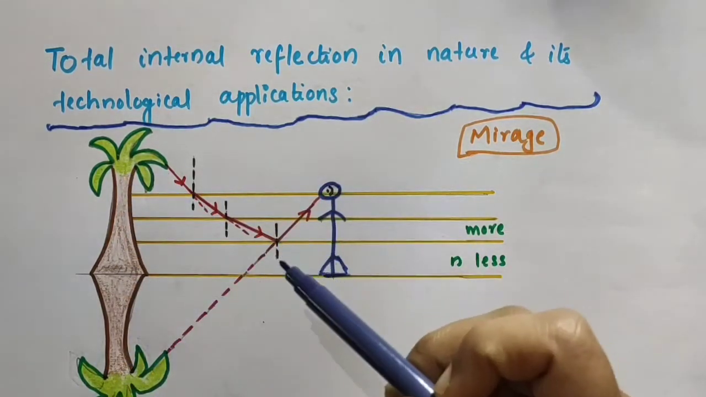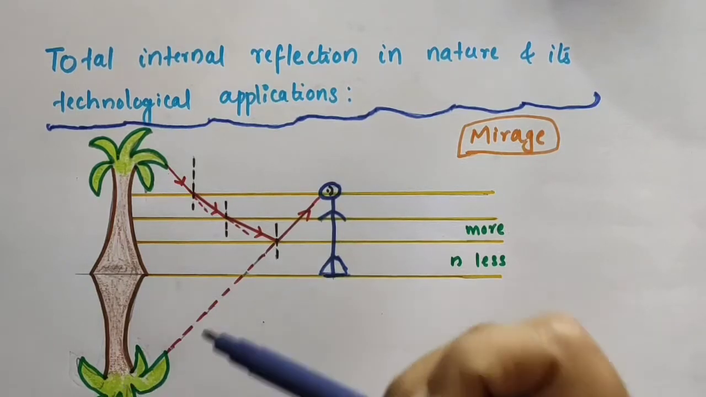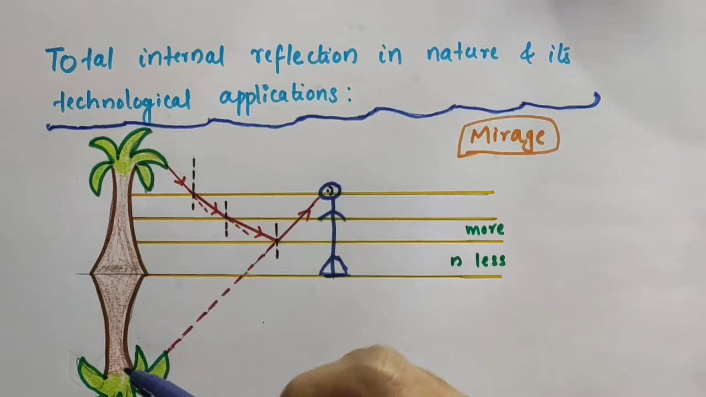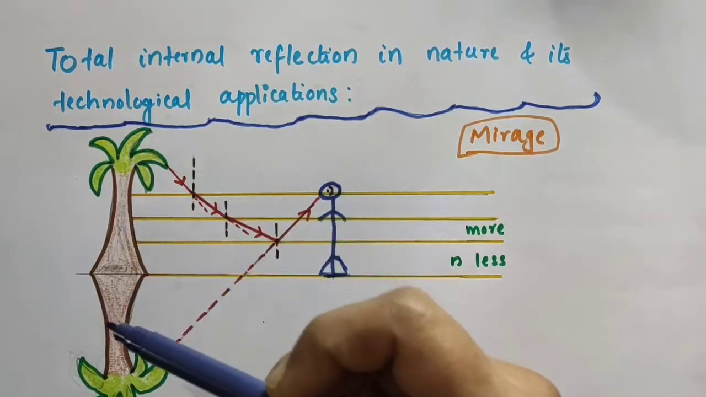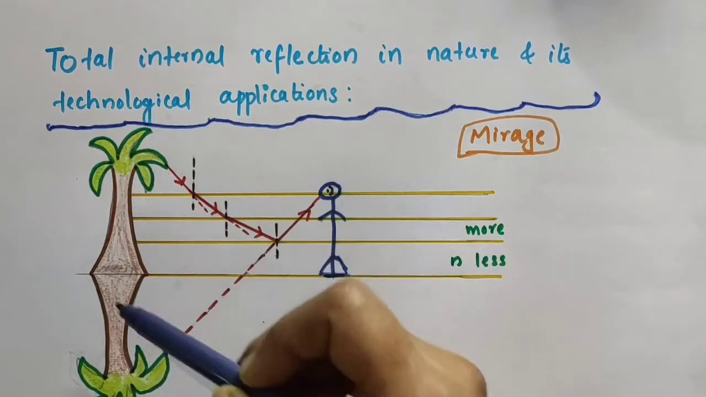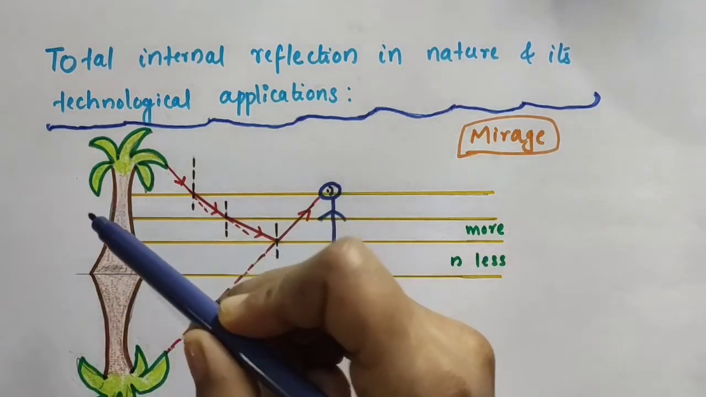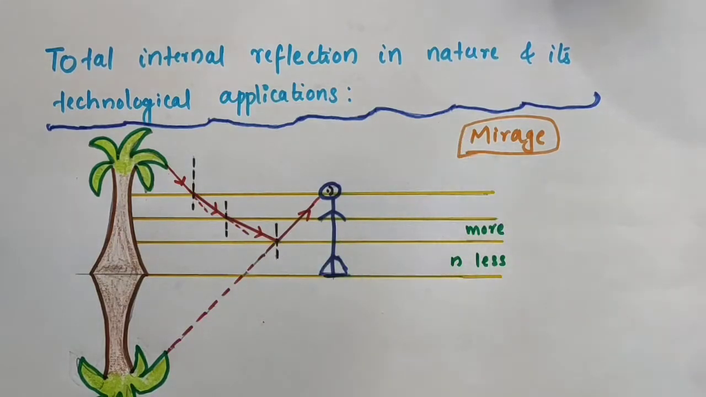So the observer naturally assumes that the light is being reflected from the ground by a pool of water near the tall object. Such inverted images of distant tall objects cause an optical illusion to the observer. This natural phenomenon of formation of inverted images of distant objects by total internal reflection is called mirage.